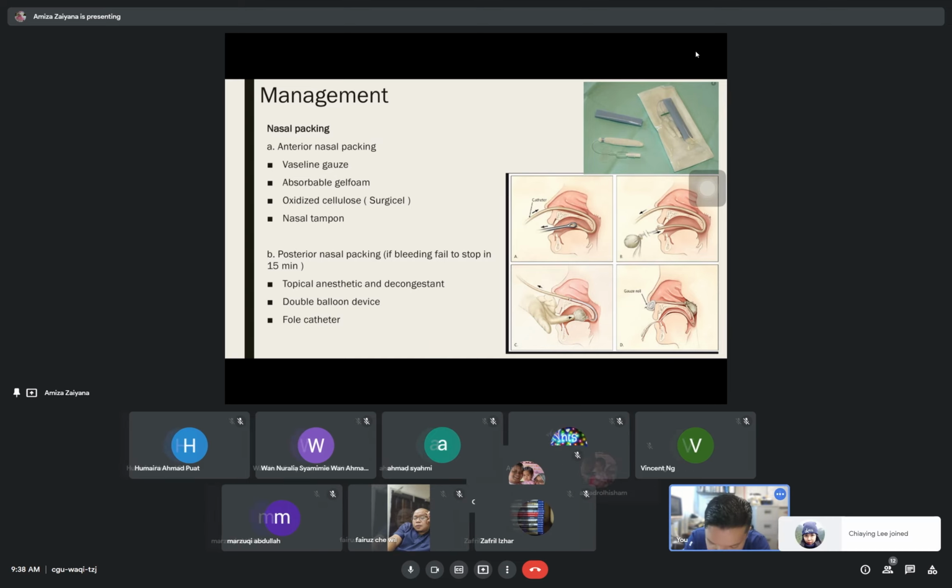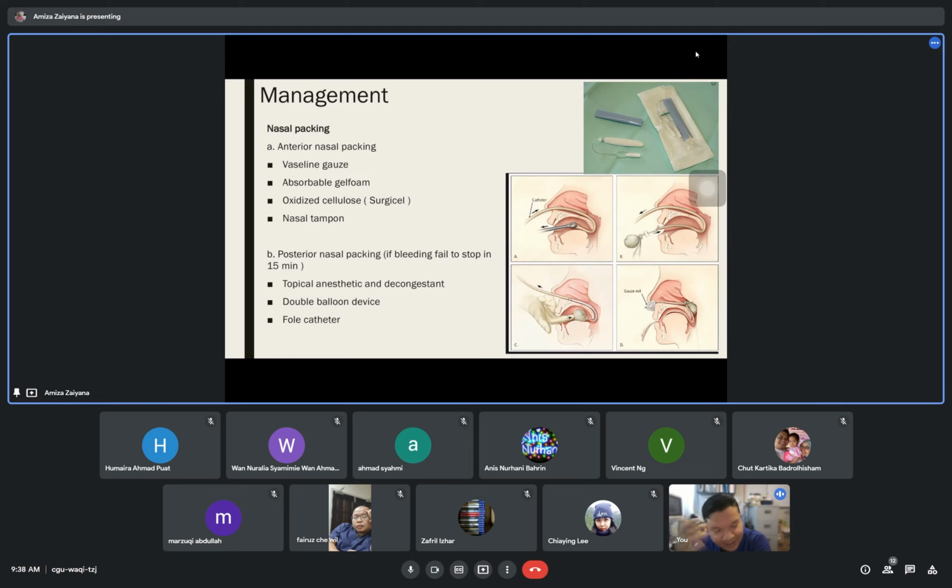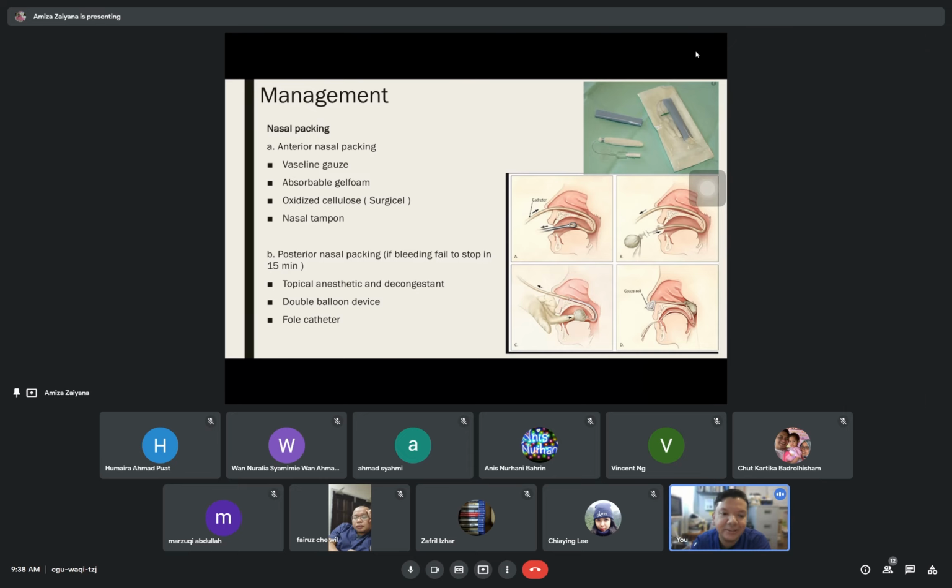So ask the patient to lean forward. While he leans forward, you can give the patient some ice pack. So where do you want to put the ice? Is it at your nose? Or higher up? Higher up. Okay, you put it higher up, because the idea is to cause vasoconstriction. So the blood vessel constricts, so there is less bleeding. Okay, that's one option. So you can do that.